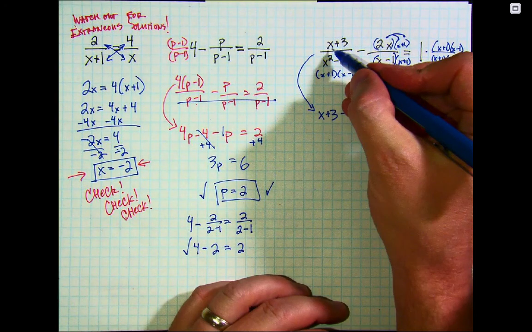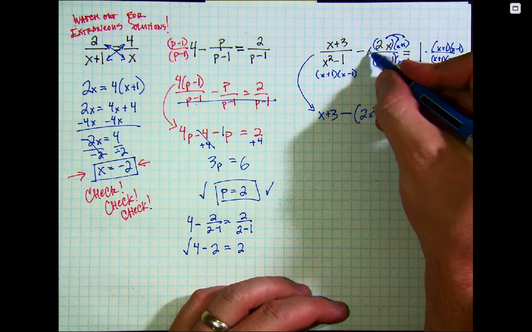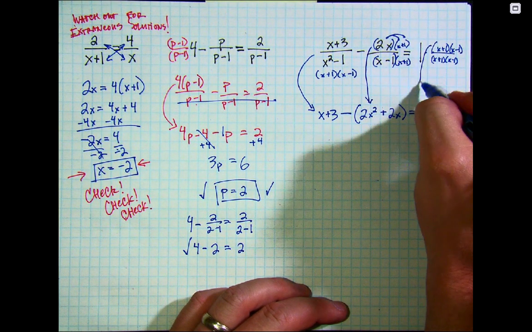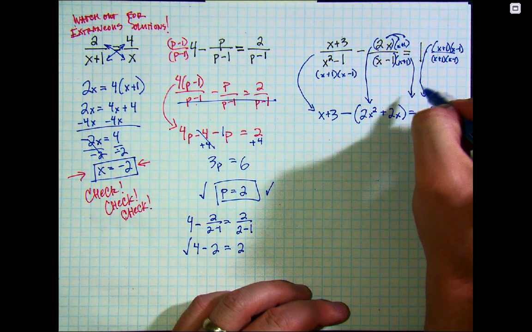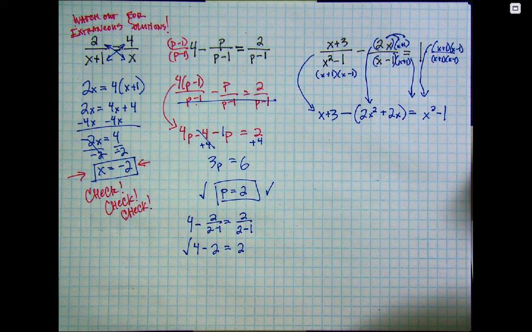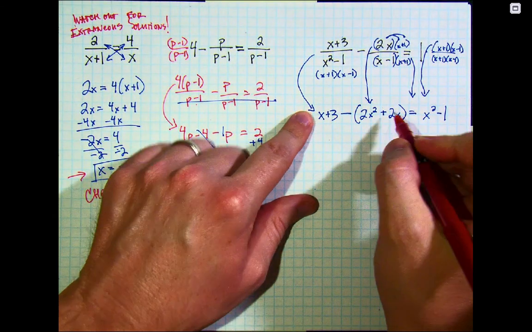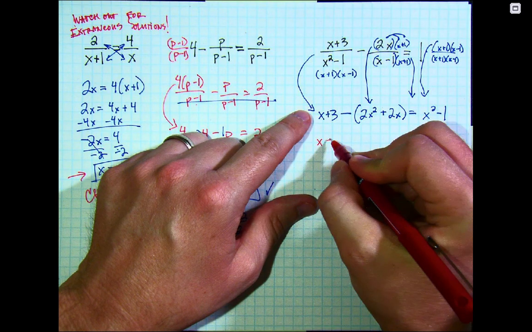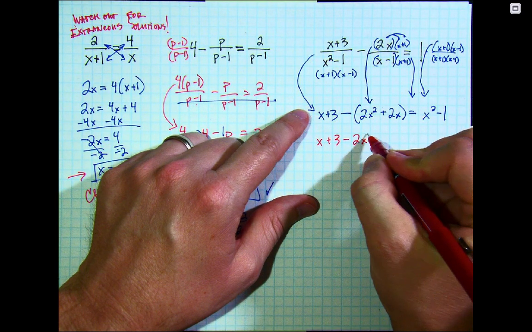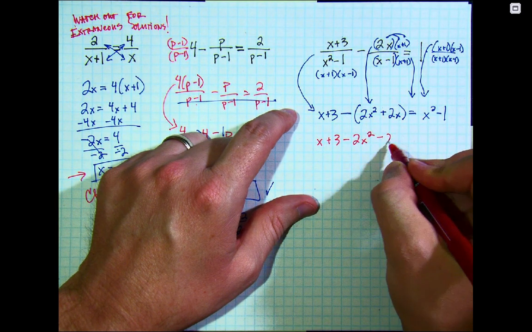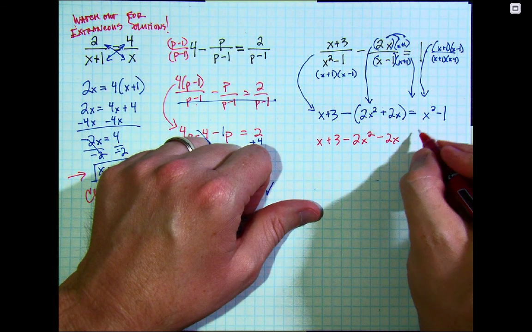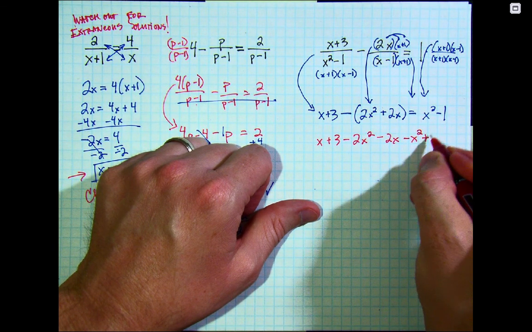Basically, I took this, and I took this. I kept the equal sign right where it was. Now I've just got to do a bunch of algebra to try to solve all of this. So I'm just going to say x plus 3 minus 2x squared minus 2x minus x squared plus 1 equals 0.